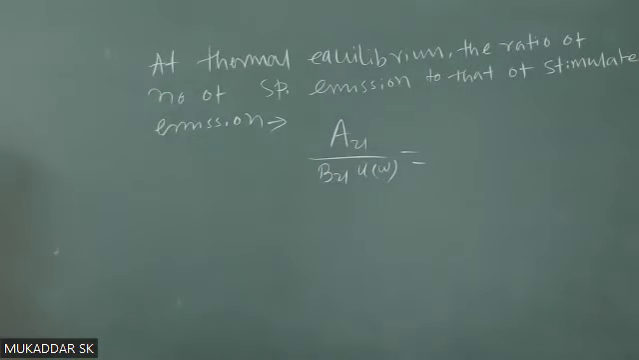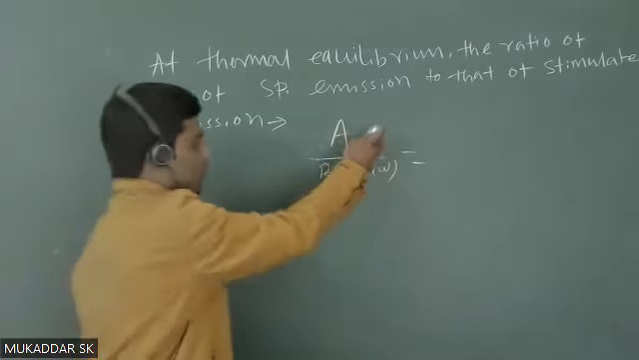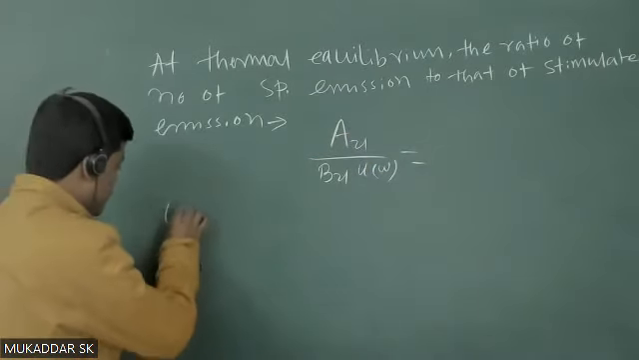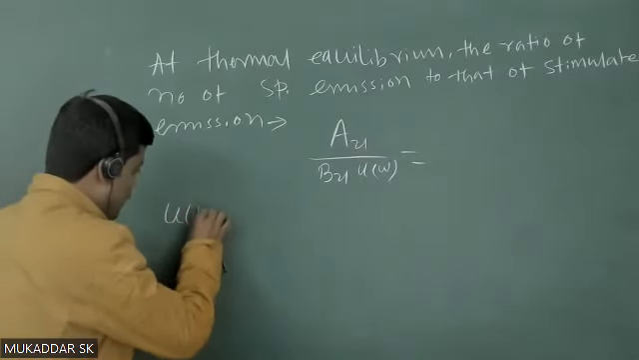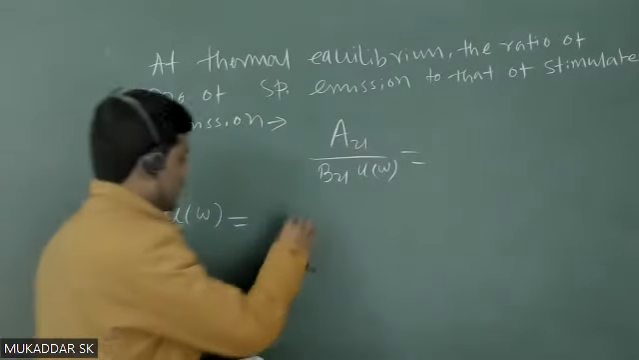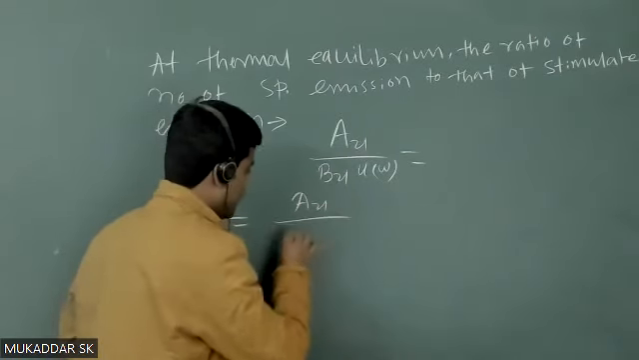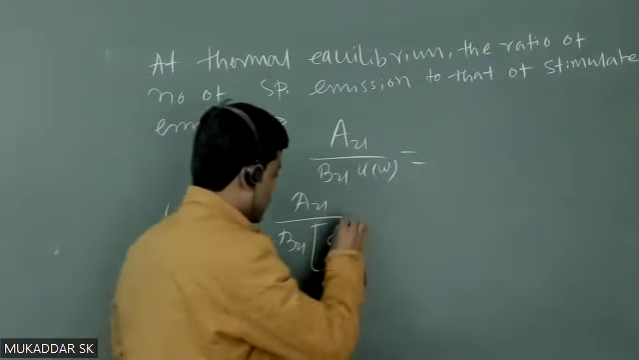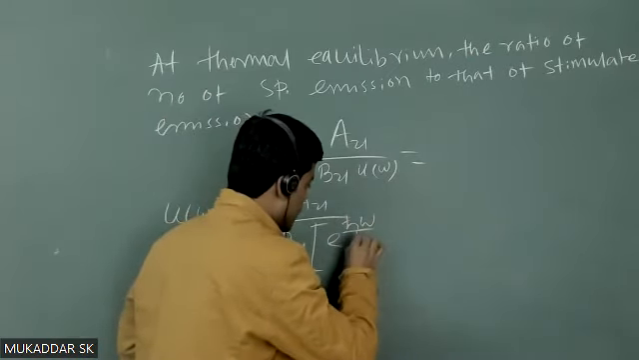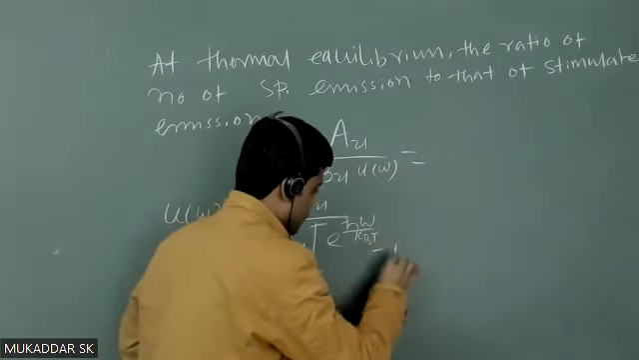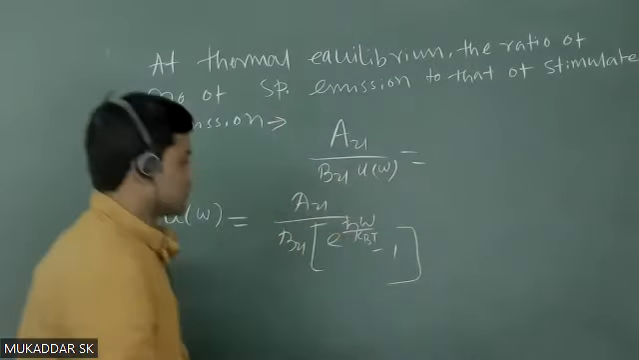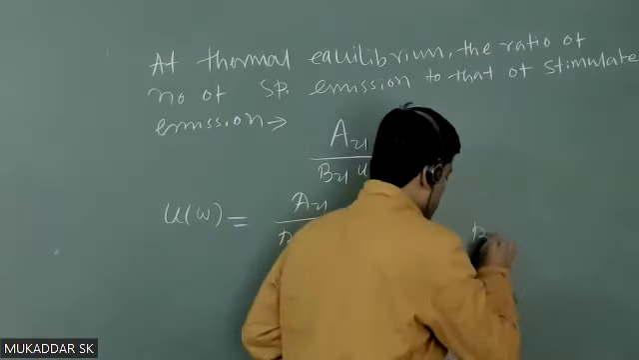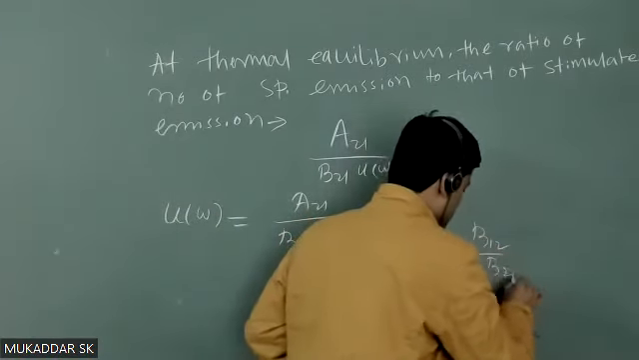So at thermal equilibrium, this ratio will be how much? A21 by B21 U omega. How much will it come to? If you remember, this was your equation. U of omega, that was how much? A21 by B21, and you have this factor h cross omega by KBT minus 1, and B1 by B2, that is nothing but one, we know this, right?